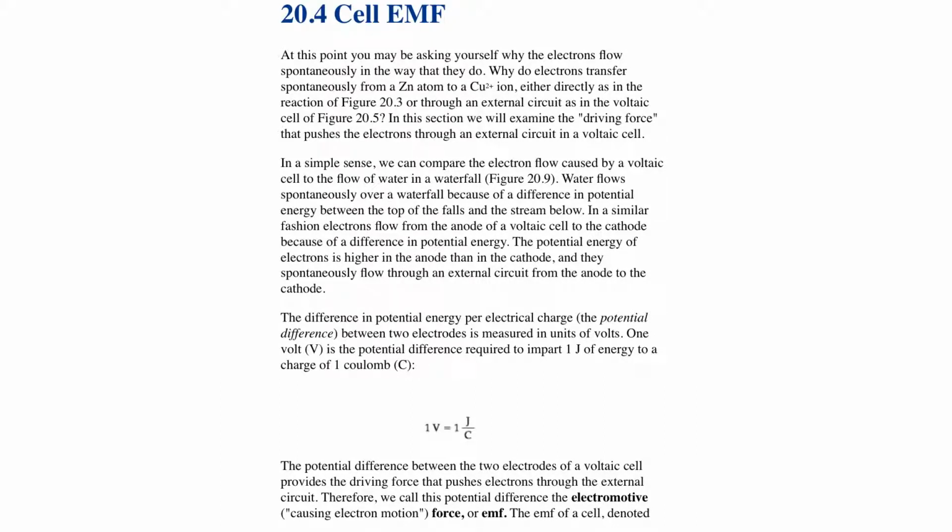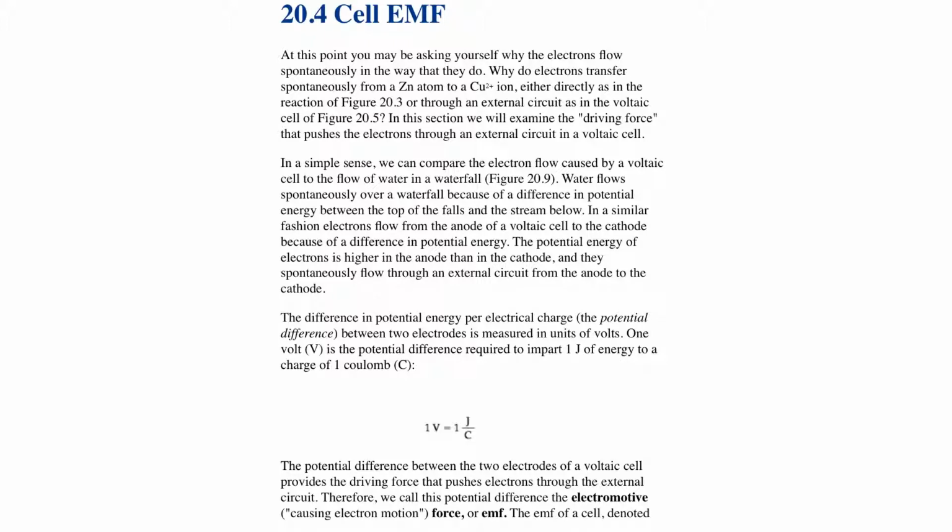Section 20.4, Cell EMF. At this point, you may be asking yourself why electrons flow spontaneously the way that they do. Why do electrons transfer spontaneously from a zinc atom to a copper-2 ion, either directly in the reaction in figure 20.3 or through an external circuit, as in the voltaic cell in figure 20.5? In this section, we'll examine the driving force that pushes the electrons through the external circuit in the voltaic cell.